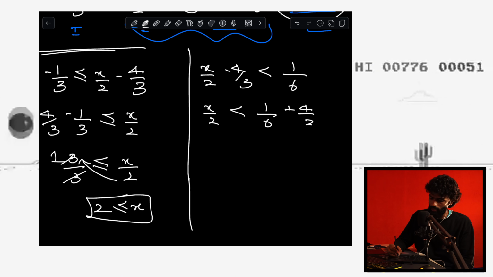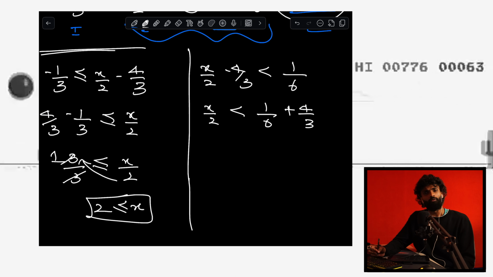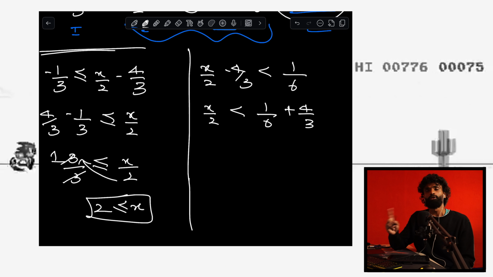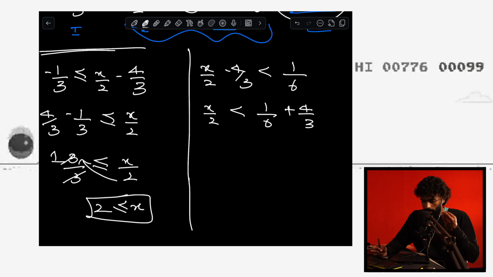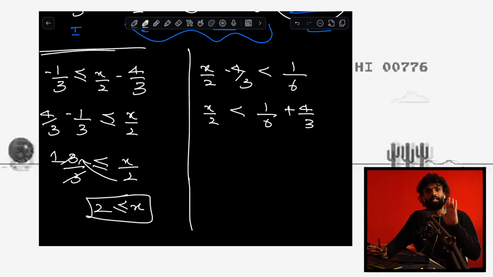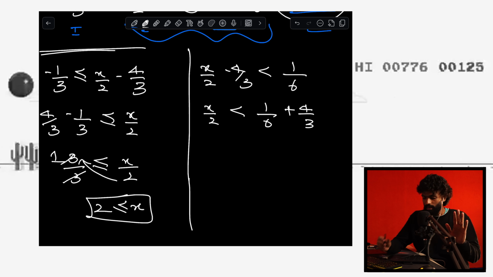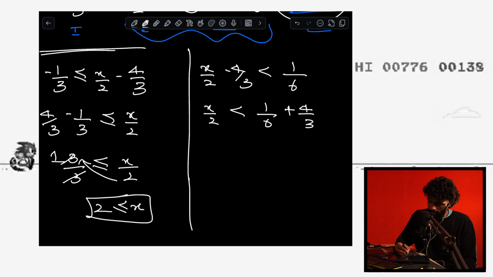Now I'll pause for a second and tell you guys one thing. There's a lot of confusion about what happens if you keep shifting: should you change the symbol? As long as you think of it as an equal to, do not do anything else. Follow your basic algebra and everything will fall in place. Okay. Now, x by 2 remains as it is.